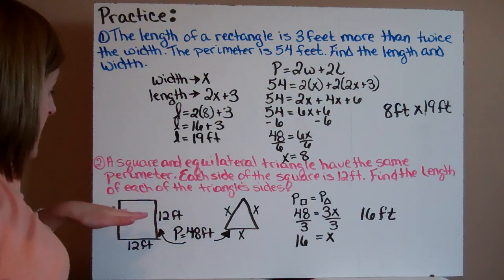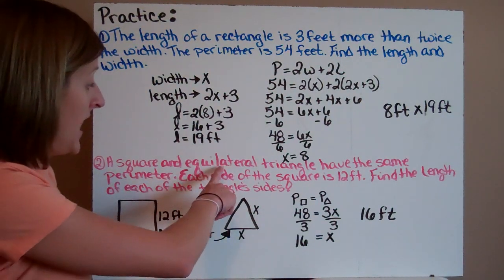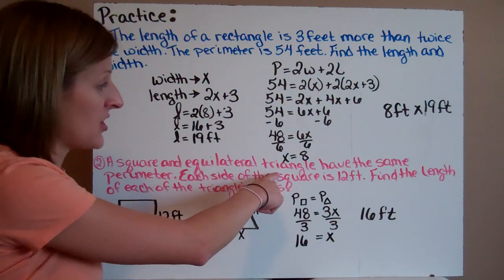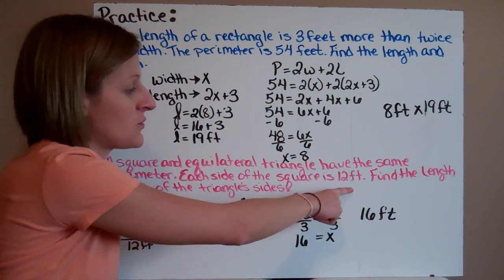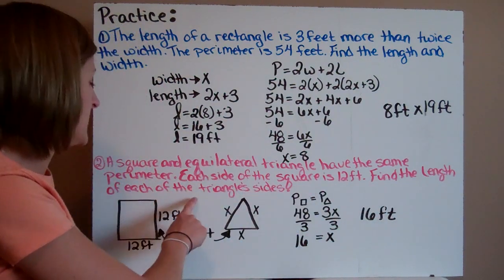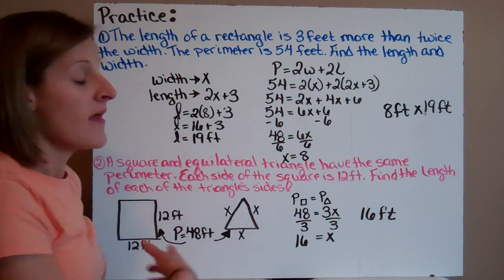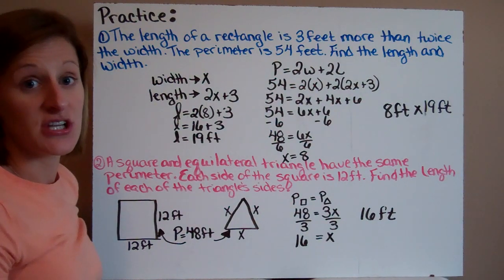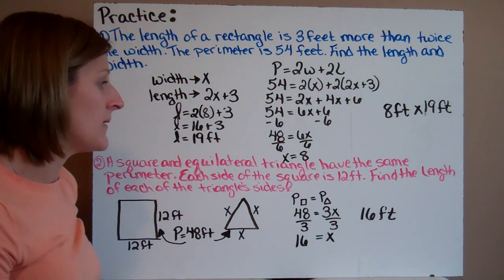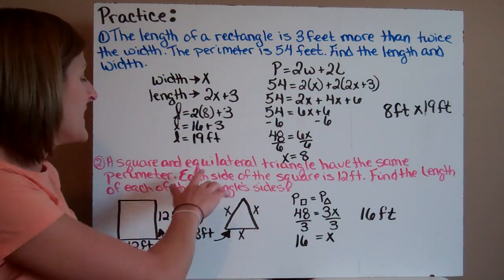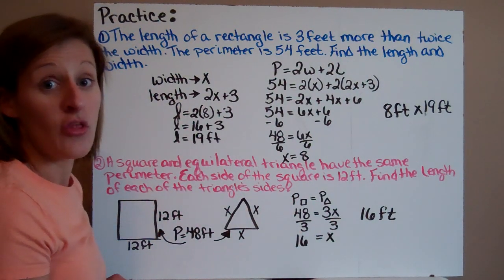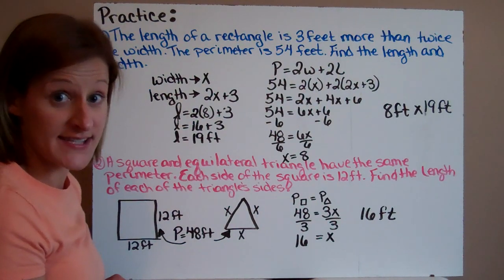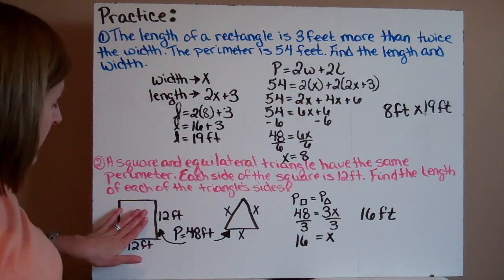Alright, this second one says a square and an equilateral triangle have the same perimeter. Each side of the square is 12 feet. Find the length of each of the triangle sides. The first thing, we've got a vocabulary word that you may have forgotten. Equilateral triangle, remember, means a triangle that has all of its sides equal. They're the same length.